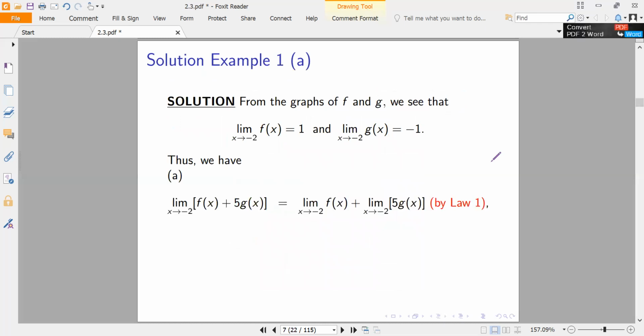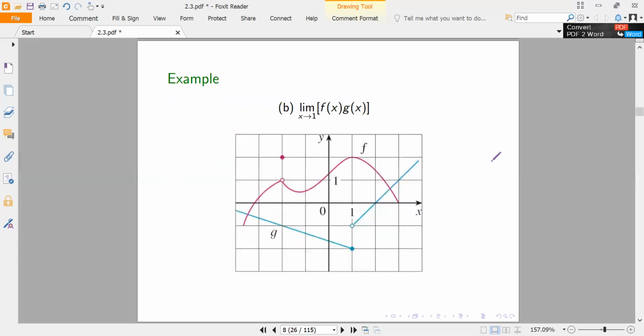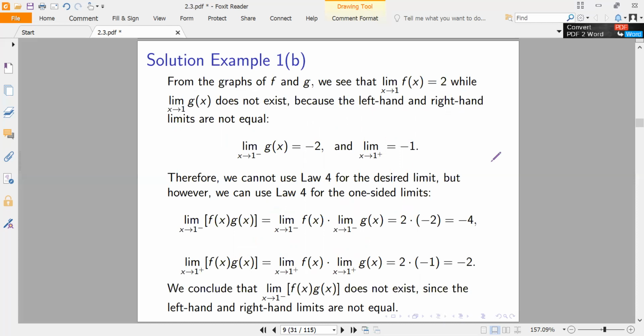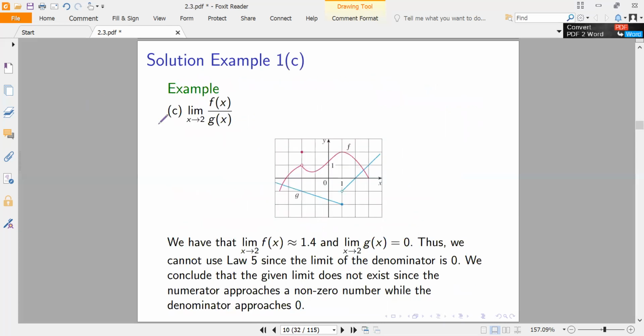Basically, this is just evaluating what we've been talking about. We did get this -4. We evaluated number B and said the limit does not exist because the left-hand limit and the right-hand limit are not the same. And lastly, number C, because the limit as x approaches 2 of g of x is 0, the denominator is 0. So for that, we say the limit does not exist. I hope that was a bit clear.